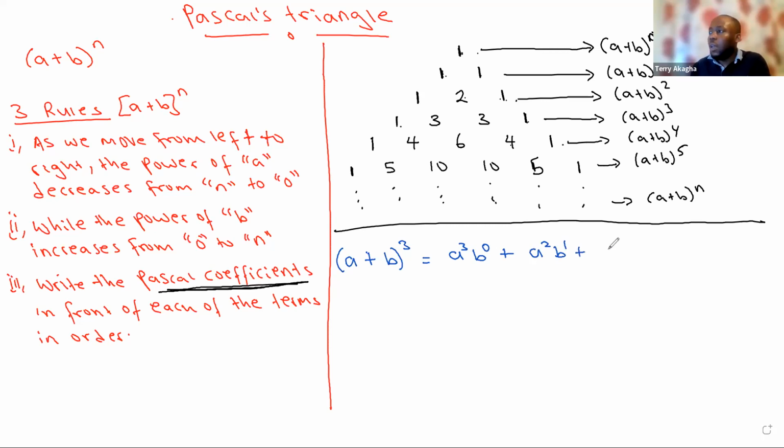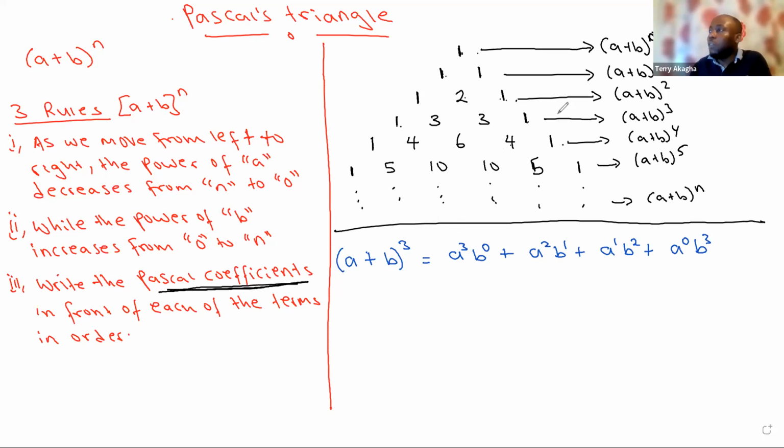Plus A to the power what? 1. B to the power what? 2. Are you seeing it? Plus A to the power what? 0 and B to the power what? 3. Are you seeing it? As we move from left to right, the power of A decreases from n to 0. So that means 3, 2, 1, 0, while the power of B increases from 0 to n. So you have 0, 1, 2, 3. Okay? Then after that, we write the Pascal coefficients in front of them.